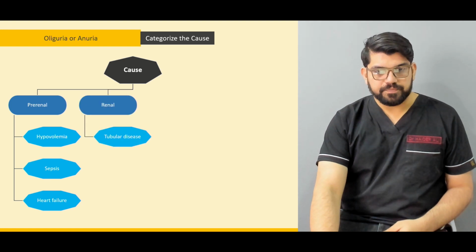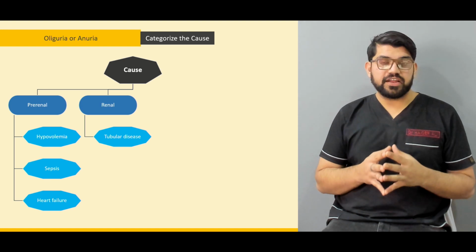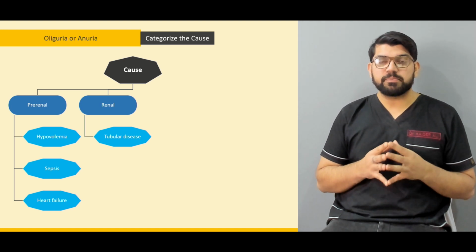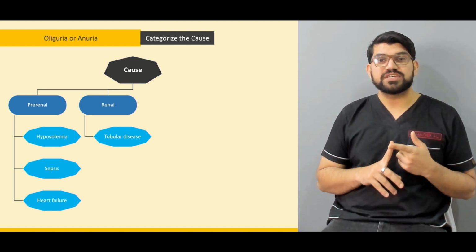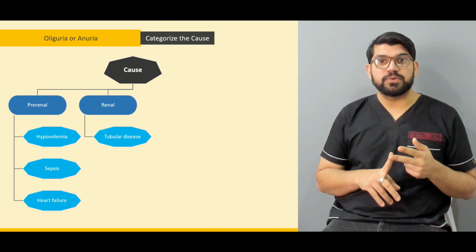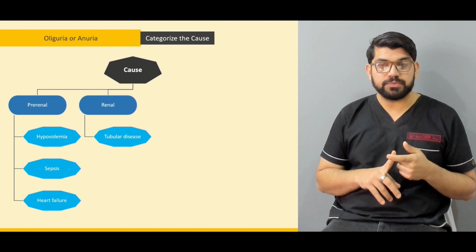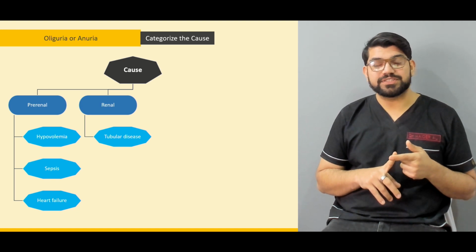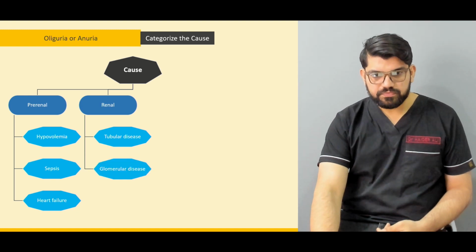Moving on to renal tubular diseases. Tubular diseases are further divided. Tubular diseases can be caused by multiple reasons, multiple diseases. For example, nephrotoxins, which includes drugs. Rhabdomyolysis can cause tubular necrosis. Acute ischemic tubule can cause acute tubular necrosis and hence renal cause of acute kidney injuries.